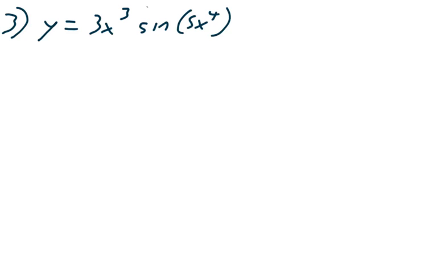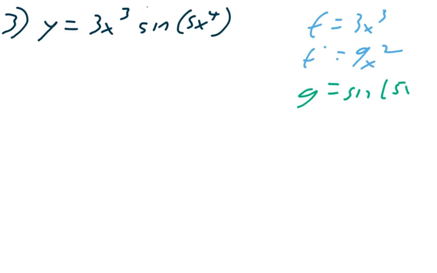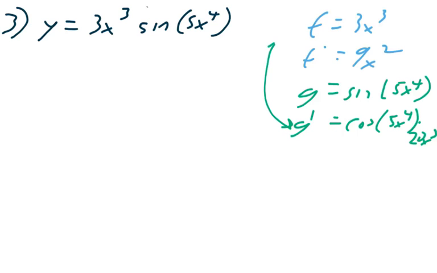In problem number 3, I'm going to have to use the product rule. So the first part is 3x to the 3rd, so the derivative is 9x squared. We got sine of 5x to the 4th, the derivative of that is cosine 5x to the 4th times 20x cubed. Multiply the insides and the outsides.